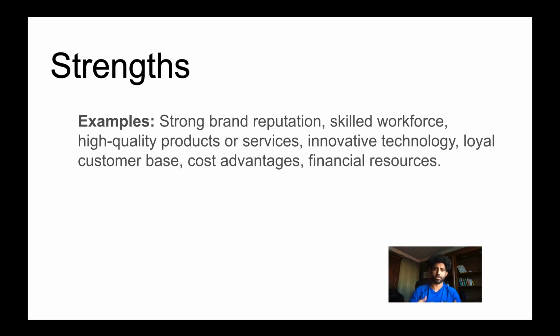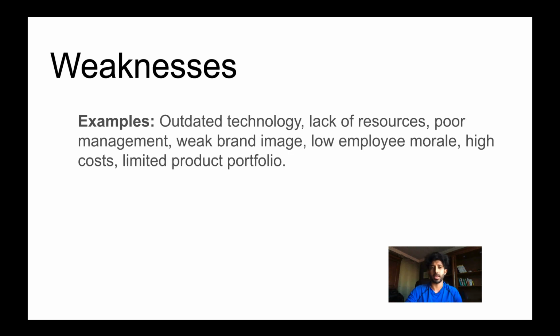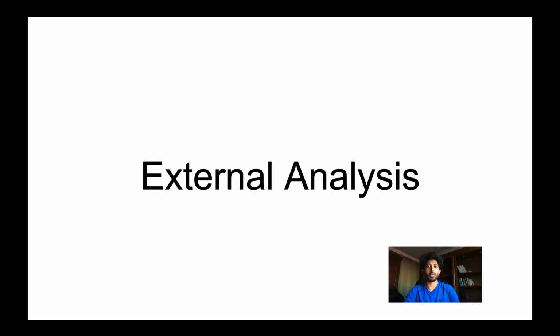Let's start with the internal analysis, the strengths. Some examples of strengths of a company could be something like strong reputation, innovative product or service, technology, cost advantages, economies of scale, financial resources, debt to credit ratios, etc. What are some examples of weaknesses? It could be outdated technology, the opposite of strengths, the lack of resources, low employee morale, bad company image, limited product portfolio and innovation.